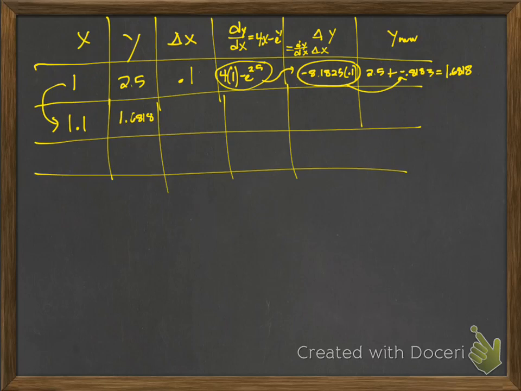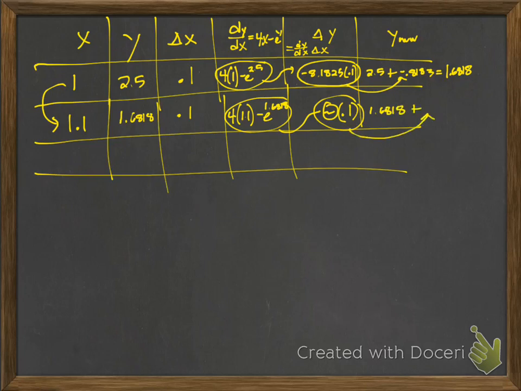6818. Voila! And then we do it again. Delta x is the same. And then when we do our calculation for dy/dx, it's for our new x, 1.1, minus e to the 1.6818. Cool. Then we repeat this process: take that times 0.1, and take that result and add it to my old y, which is now 1.6818, plus this new y, and I'll get my next result.